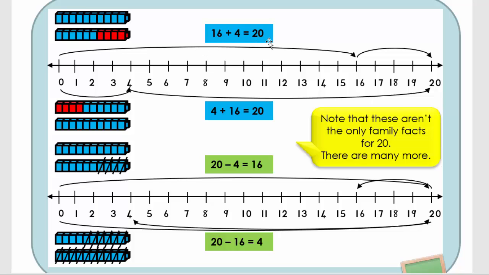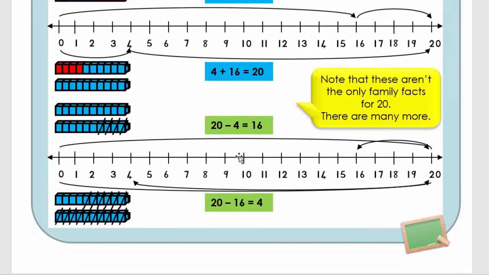We got 10 plus 10. So pause here and see how many family facts you can come up with. Remember, we need to have in mind that we have addition and subtraction. It's time to pause.